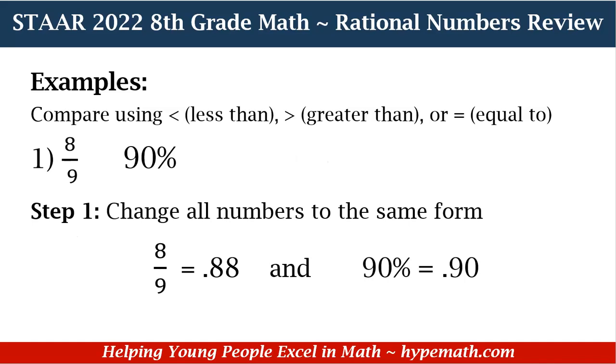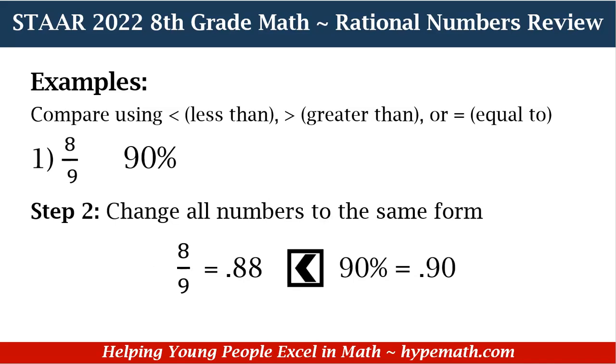So let's dive into number 1. We have 8/9 and also 90%. For our step 1, what we said we needed to do is change all of the numbers to the same form. So we made 8/9 into a decimal and also 90% to a decimal as well. Now that we have both numbers in the same form, we need to write our inequality sign. And for our inequality sign, 0.88 is less than 0.90.